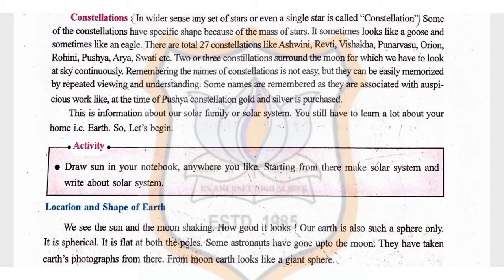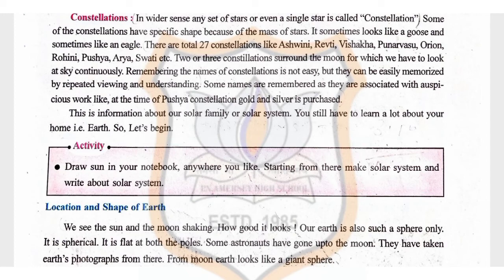Remembering the names of constellations is not easy, but they can be easily memorized by repeated viewing and understanding. Some names are remembered as they are associated with auspicious work, like at the time of Pushya constellation, gold and silver is purchased. This is information about our solar family or solar system. You still have to learn a lot about your home, that is Earth.